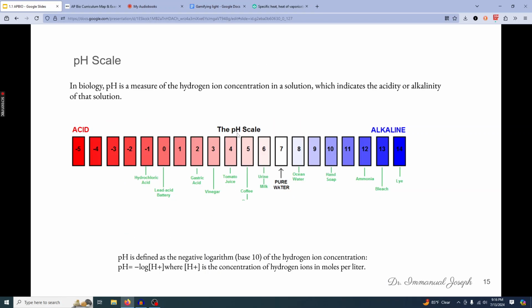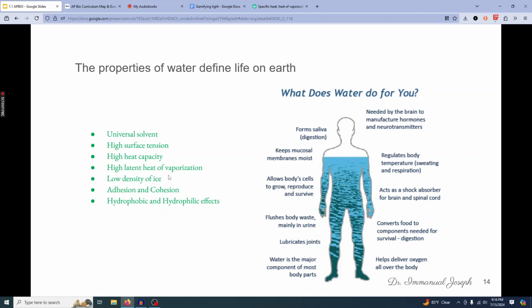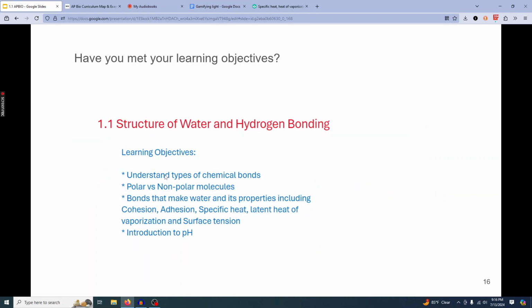So those are all the things I wanted to talk about: the different properties of water. We studied chemical bonds. We looked at polar versus non-polar molecules. We looked at hydrophobic and hydrophilic, what that means. And we looked at how the properties of water, cohesion, adhesion, specific heat, latent heat of vaporization, surface tension, are all determined by the hydrogen bond nature of water. And finally, we had a quick introduction to pH.